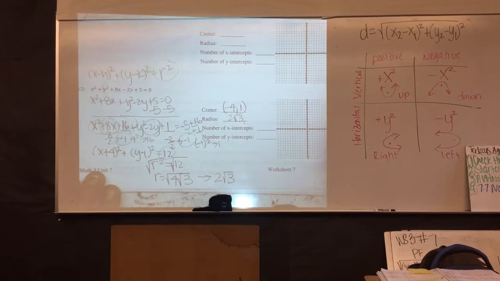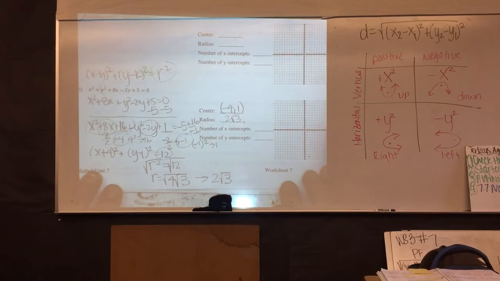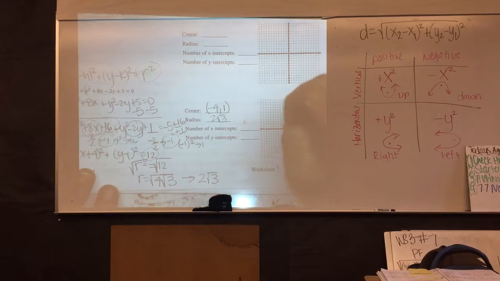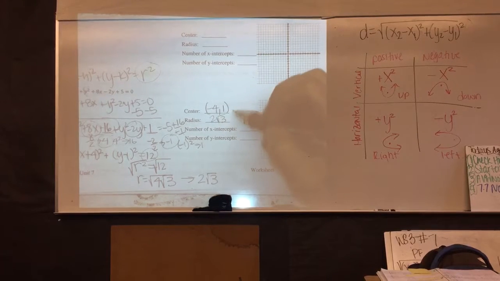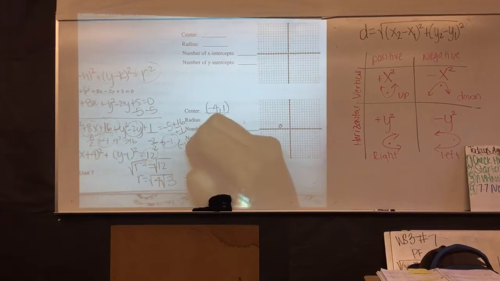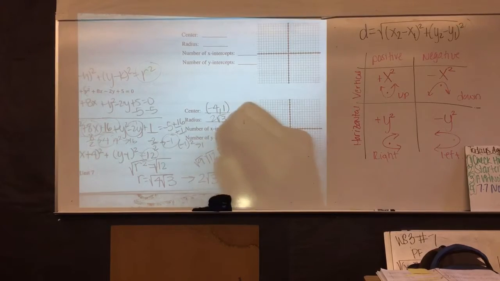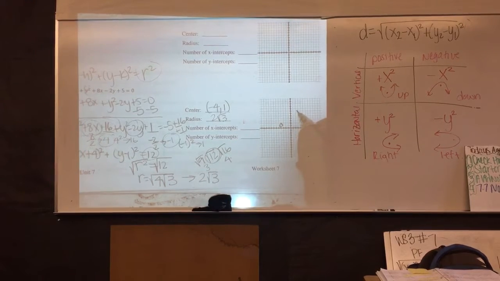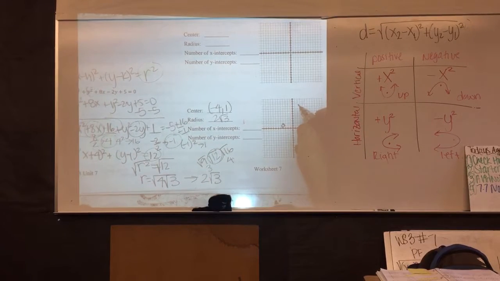Now we need to sketch it so that we can answer the other questions. Okay? So we're going to plot our center. That's negative 4, 1: 1, 2, 3, 4, and a 1. And then our radius is 2 root 3, which is kind of tricky for some of you to graph. So if you go back to the 12, square root of 12 is between square root of 9 and square root of 16. Square root of 9 is 3, and square root of 16 is 4, so the square root of 12 is somewhere between 3 and 4. So you could use like 3.5 if you want.